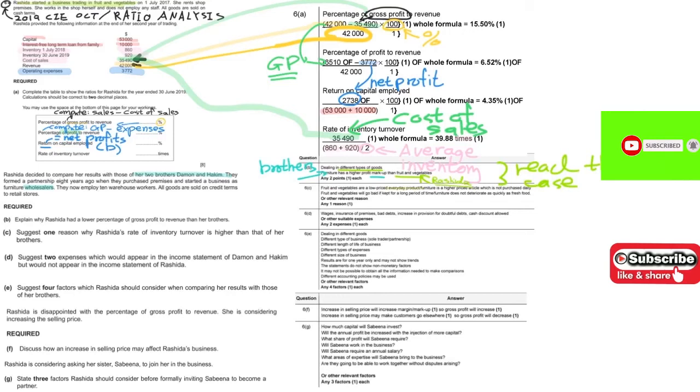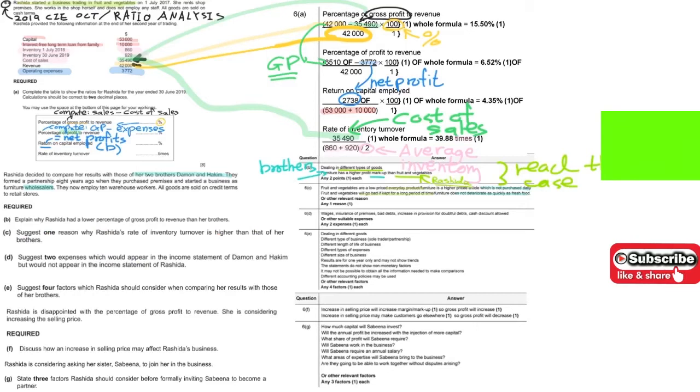For fruit, they are everyday products. On the other hand, furniture is not purchased daily. Vegetables have to be sold very quickly, otherwise they will go bad. But for furniture, you may keep it for a very long time. So that's why fruit would have a much higher inventory turnover rate than furniture. So you may mark it down.